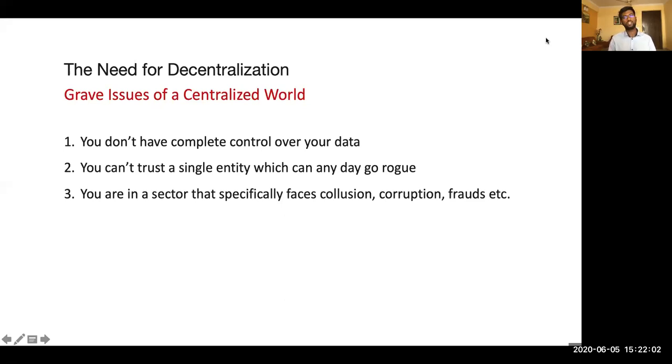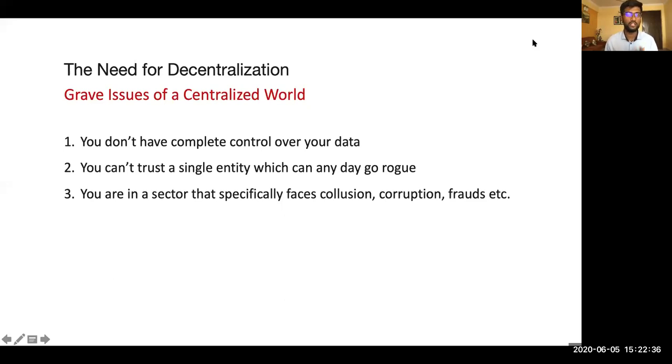So a lot of technological solutions on blockchain have come out which give you this complete control. Blockchain can be implemented across various use cases. Banking is an example. Giving loans to farmers is an example. We'll take a look at some of these use cases today, maybe tomorrow, where blockchain can be very efficiently used. In centralized systems you do not have complete control over your data. You trust a single entity, which can go rogue any day. Any morning, Axis Bank could say, I have nothing to do with your money, I have forgotten everything that you've paid me.